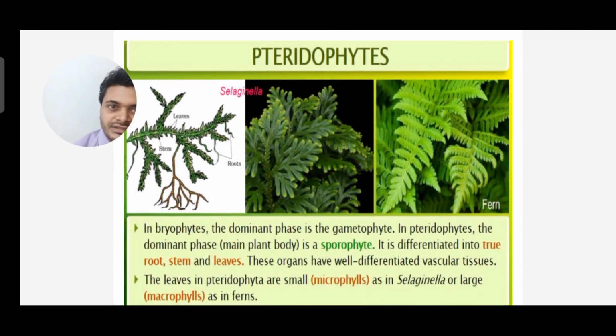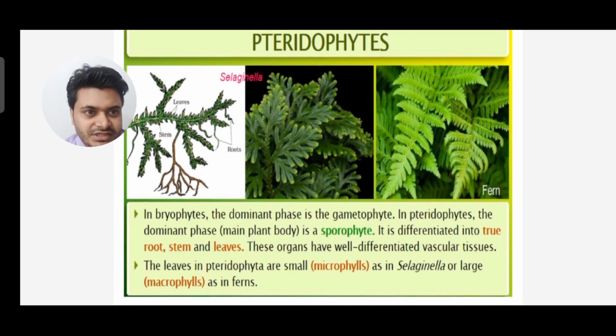Now you can see here the Selaginella structure, and a lot of ferns are there. In bryophytes, the dominant phase is gametophyte. In pteridophyte, the dominant phase of the main plant body is sporophyte. So we can see here a difference is there. In bryophyte, the dominant phase is gametophyte, whereas in pteridophyte, the dominant phase is sporophyte, and it is differentiated into true roots, stems, and leaf. These organs have well differentiated vascular tissue.